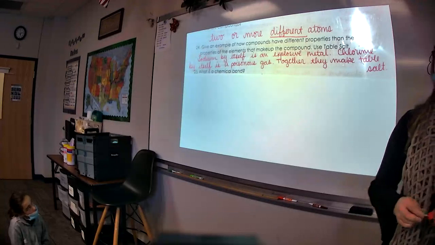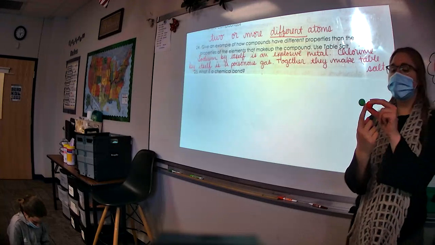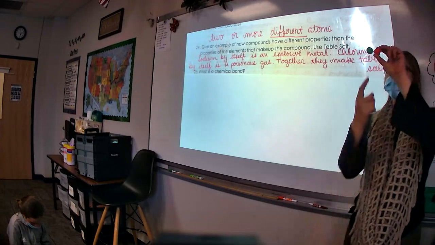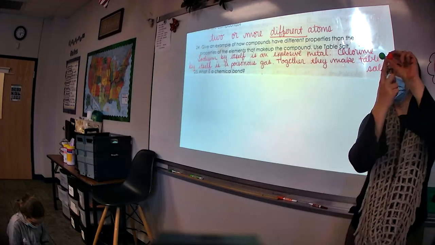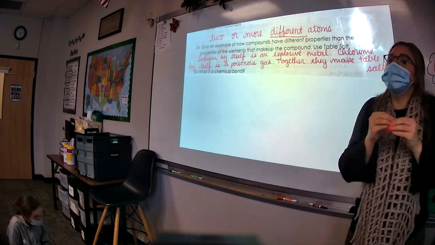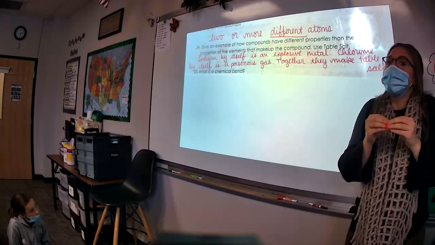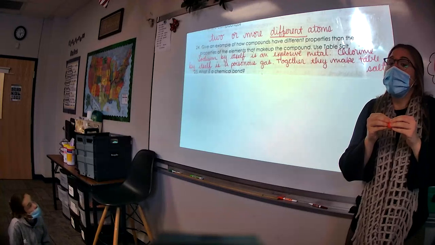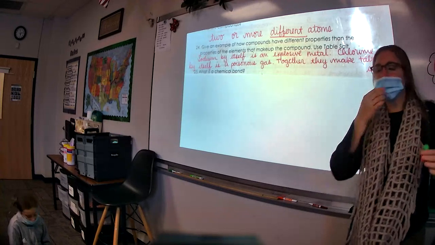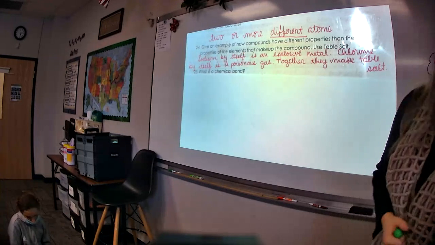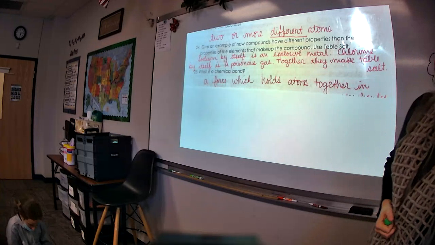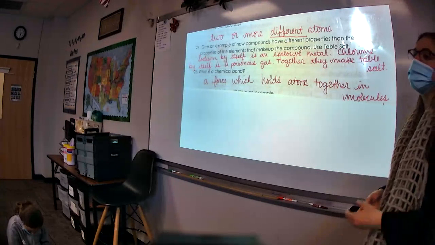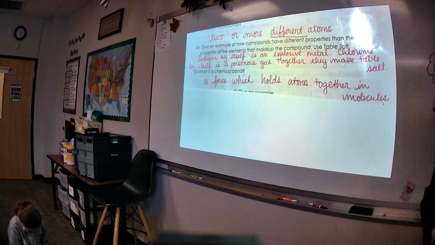Oh, here's my question. Is a chemical bond an actual thing? If you look at a molecule, is this stick actually there? No. So what's holding the atoms together? Wyatt? Kind of like a magnetic force, but it is a force. Okay? So it is a force which holds atoms together in molecules.